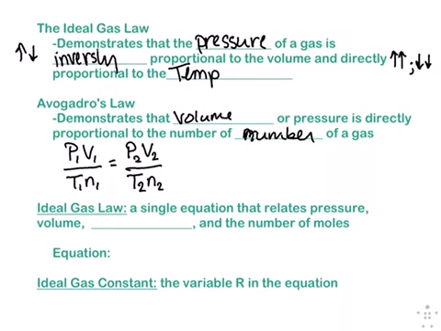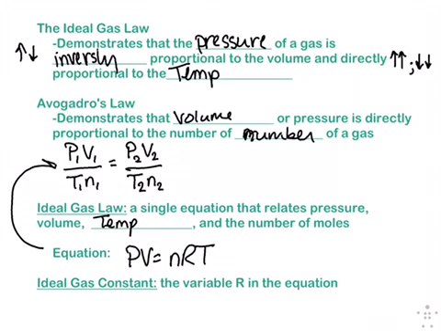The ideal gas law is a single equation that relates pressure, volume, temperature, and the number of moles. PV equals nRT, affectionately nicknamed Pervnert. This is the ideal gas law. This ideal gas law basically just rearranges Avogadro's law.